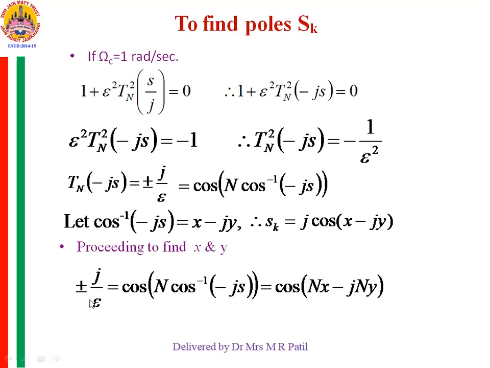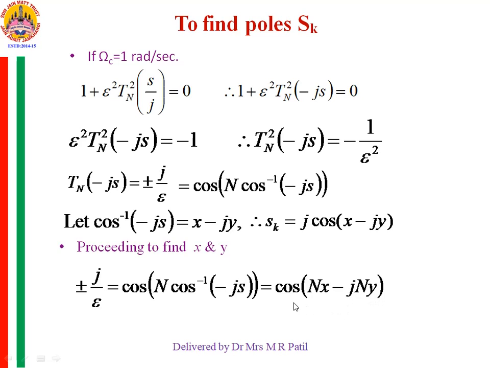Now we have here plus minus j by epsilon is equal to cos nx minus jy. We have seen here the pole location s is equal to j into cos of x minus jy. Now we need to find this value of x and the value of y. Therefore we are proceeding ahead to find the value of x and y. For that, this value of s we are substituting in this equation, where plus minus j by epsilon is equal to cos of n into cos inverse of minus js. So therefore we are here getting this as plus minus j by epsilon is equal to cos nx minus jny.